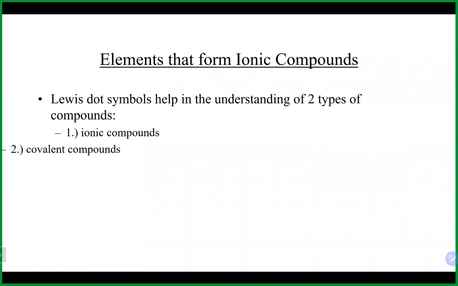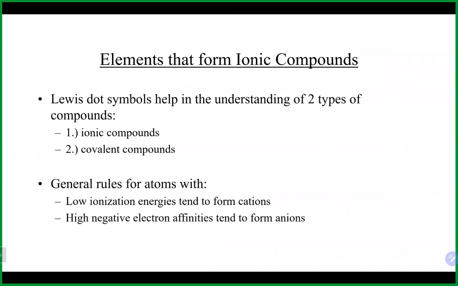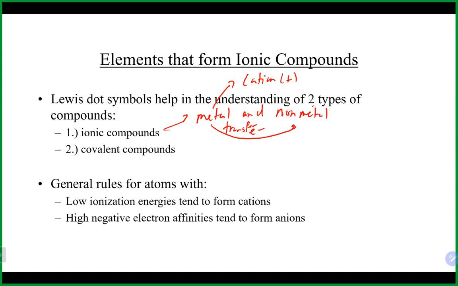So let's talk a little bit about ionic bonding first, but we can use Lewis dot symbols to help us understand really both types of bonding, both ionic bonding and covalent bonding. Ionic bonding is between a metal and a non-metal. What happens in ionic bonding is the metal will basically transfer electrons to the non-metal. The result of it transferring the electrons to the non-metal is the metal will then become a cation that's positively charged. A non-metal will then become an anion that's negatively charged.